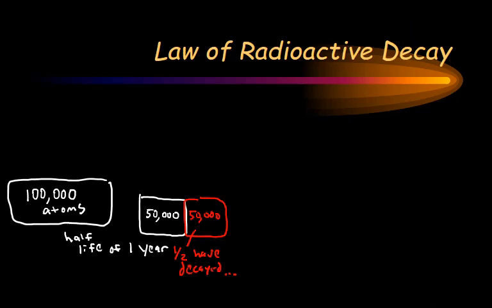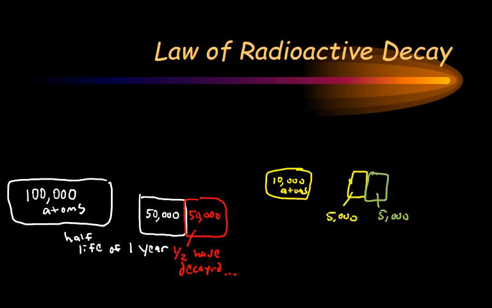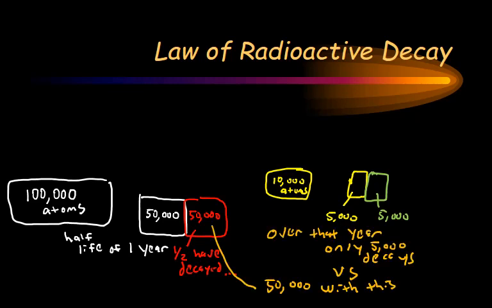So the law of radioactive decay looks like this. We start with 100,000 atoms, and let's say we have a half-life of 1 year. After 1 year, half of those particles will decay. So half of those have decayed into a new element, and in white here I have the original element. So half are like that. With 10,000 atoms over a year, 5,000 would be the original, and 5,000 would be the new element that it decayed into.